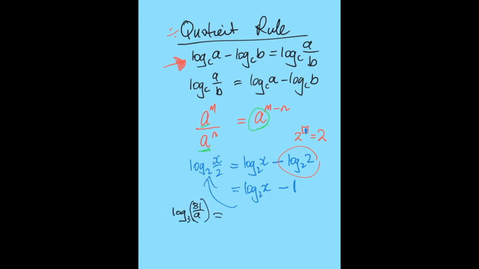So let's look quickly at our favorite number, 81. That's going to be equal to log base 3 of 81 minus log base 3 of a. Now we all know what this is equal to. We know that this is equal to 4. So the answer is going to be 4 minus log 3 of a.